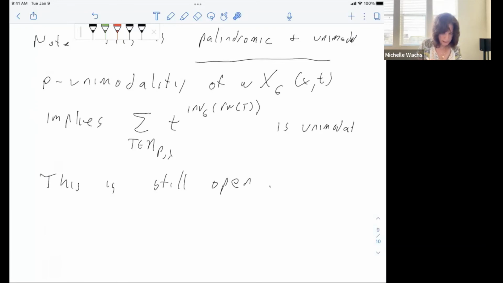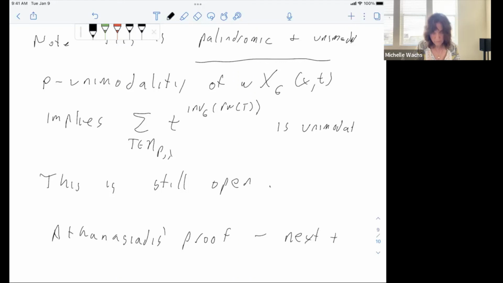So I want to talk about Athanasiadis's proof of the theorem. So Athanasiadis just proved P positivity, not P unimodality. And I'm not going to have time. I'll talk about that next time. I ran out of time. Okay, I'll discuss how he proved this conjecture.